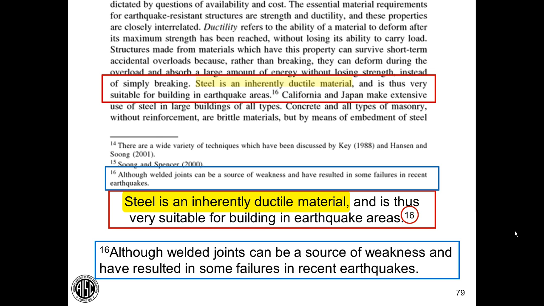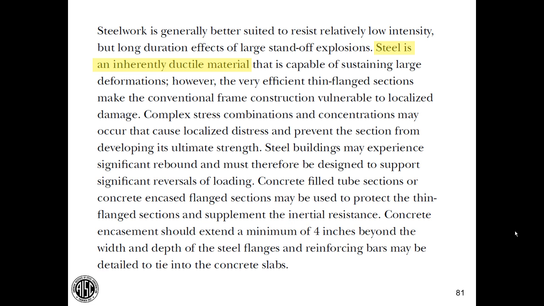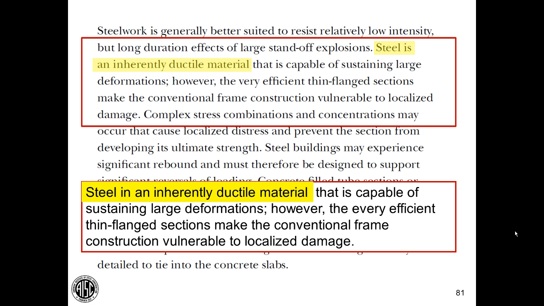This is from a FEMA publication of 2006. There's the screenshot. Steel is an inherently ductile material that is capable of sustaining large deformations. However, the very efficient thin flanged sections make the conventional frame construction vulnerable to localized damage. So even though steel is inherently ductile material, there are apparently some negative consequences, and that's what this document tells us.